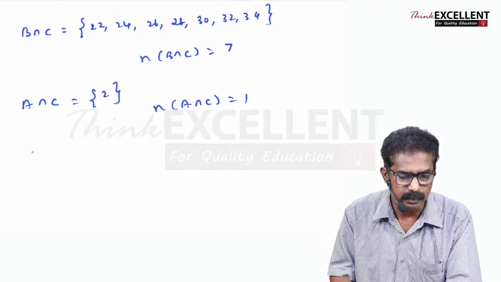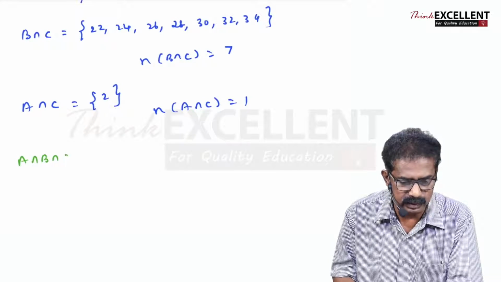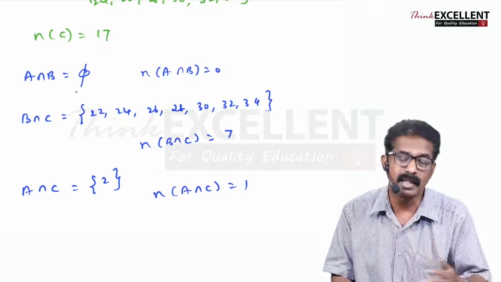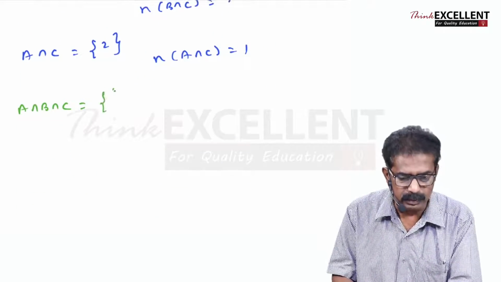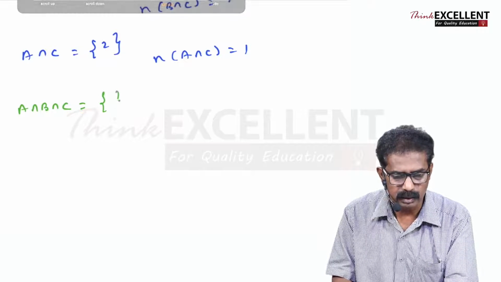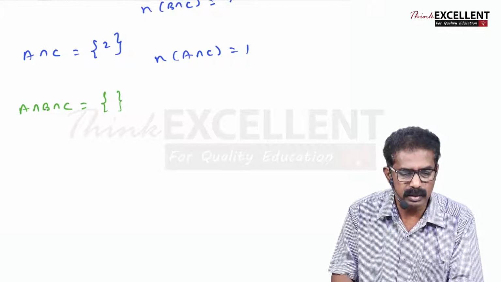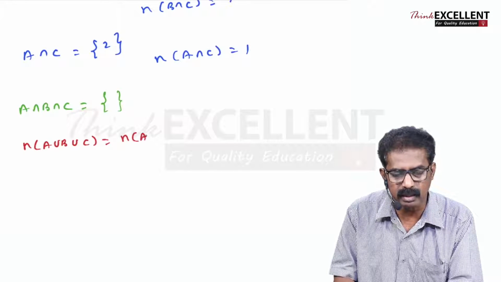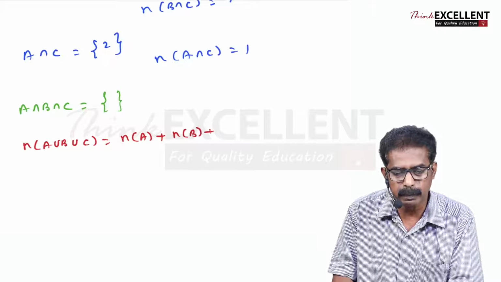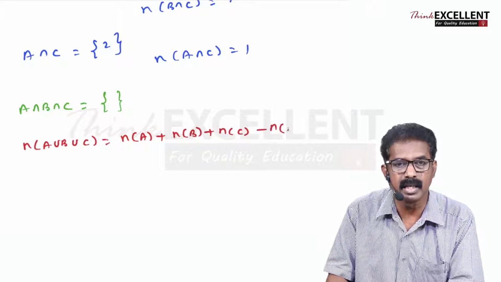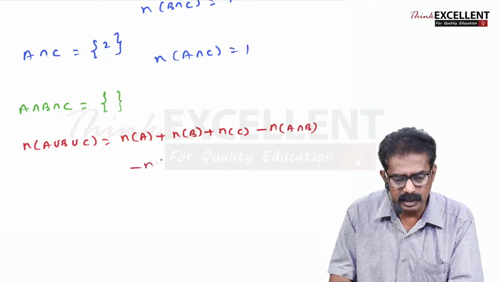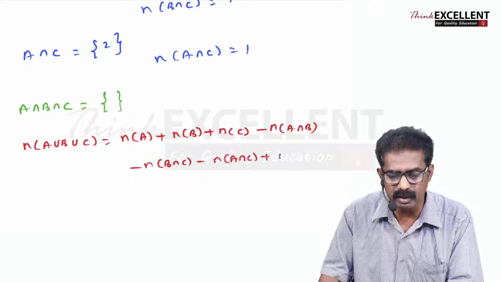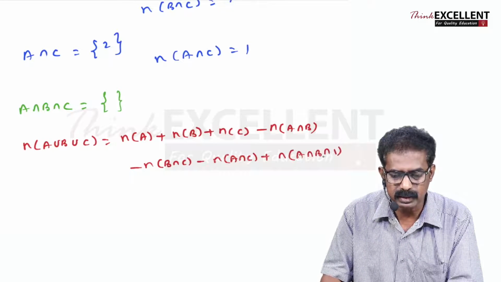Now for all the three, A intersection B intersection C. For A and B itself, nothing is common. So what is common for A, B and C? Nothing. So that is also empty set. Either use this symbol or the phi. So now we want n of A union B union C equal to the formula: n of A plus n of B plus n of C minus n of A intersection B minus n of B intersection C minus n of A intersection C, finally plus n of A intersection B intersection C.